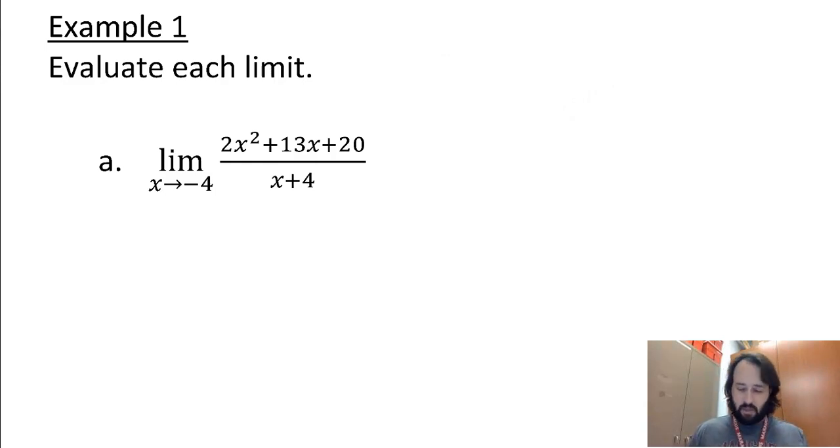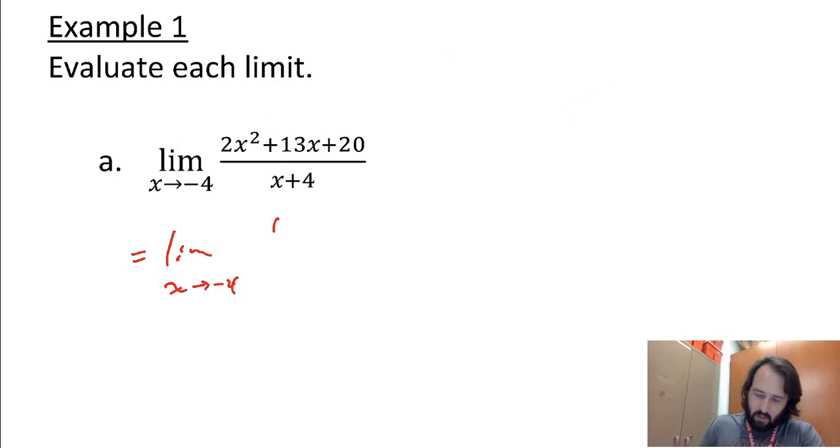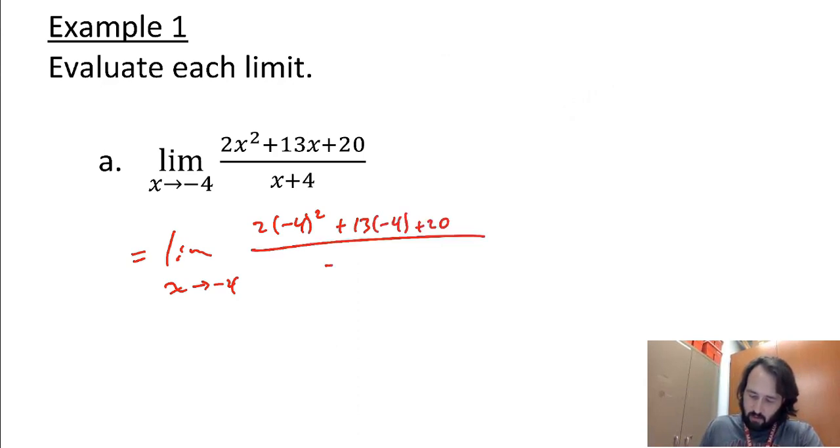So let's just jump in and take a look. This one is one that we could factor the top, and we have a hole here, but let's substitute -4 and see what happens. So if I try to do the limit as x approaches -4, this would be 2 times -4 squared plus 13 times -4 plus 20, over -4 plus 4.